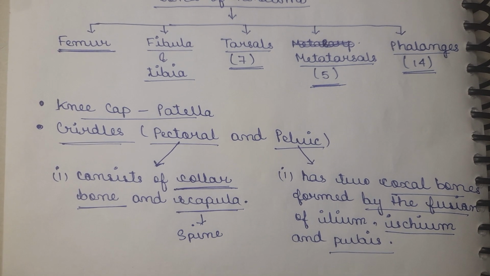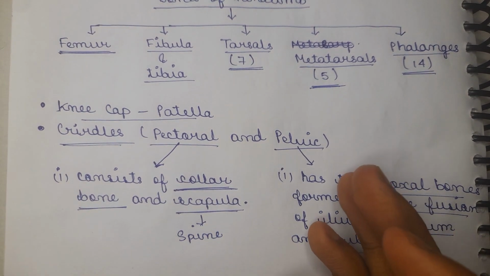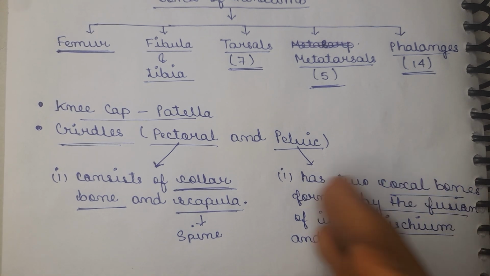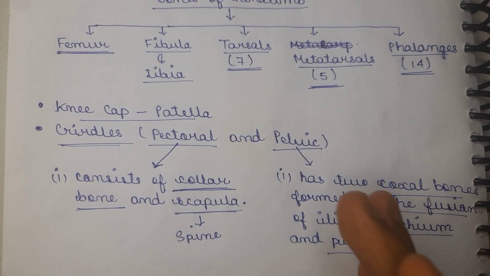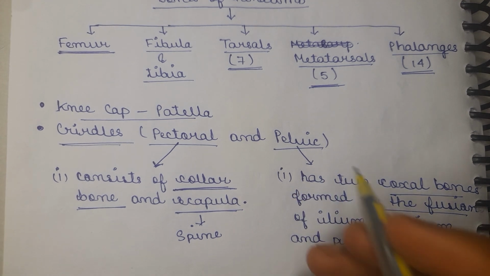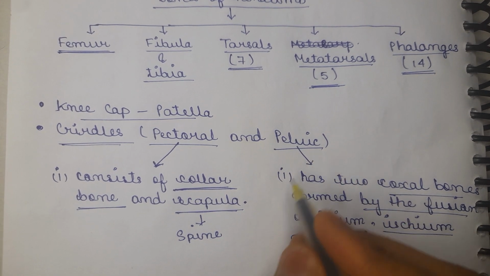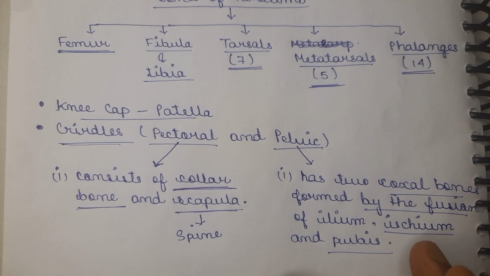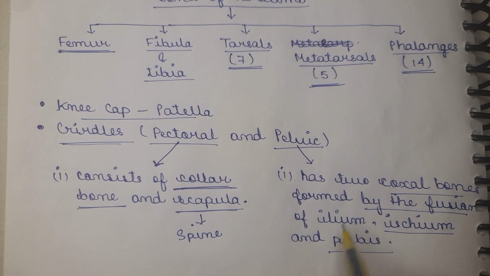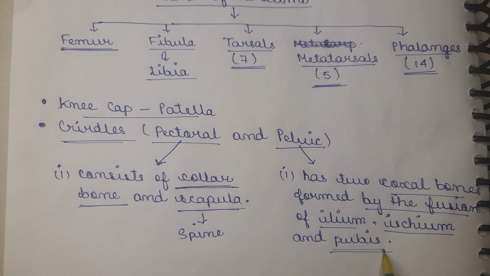Now below the acromion, a depression called the glenoid cavity is also present, and here the humerus articulates to form the shoulder joint. Now the other one is the pelvic girdle. We already know that it has been formed by the fusion of 3 types of bones: the ilium, ischium and the pubis.